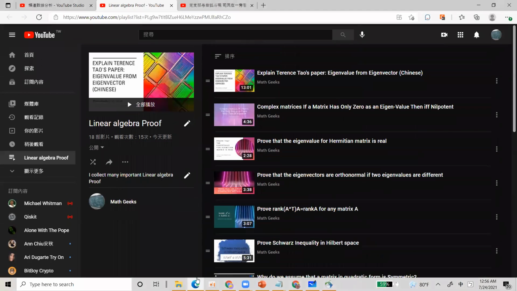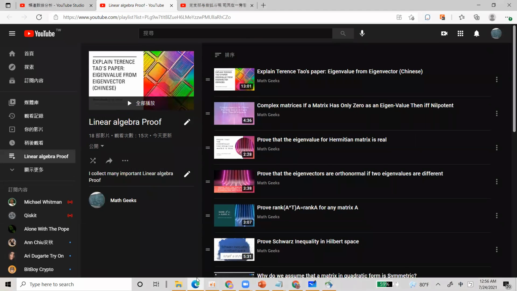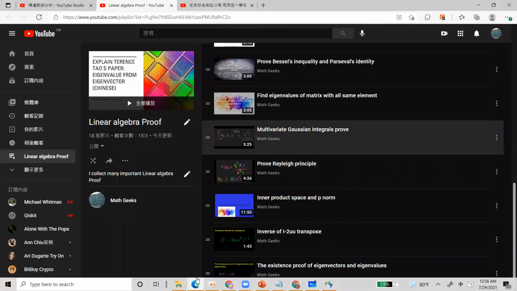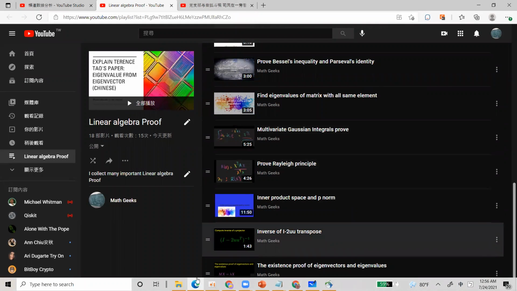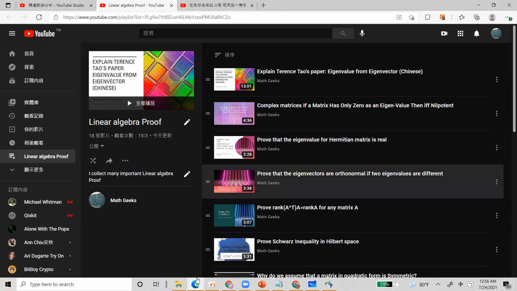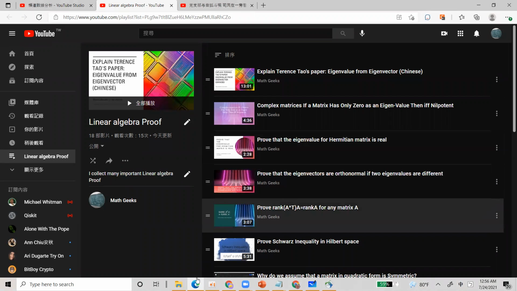Basically, I am creating a list of linear algebra proofs. Most of them, I think, are very important. I will try to take a list and prove all the theorems that I think are non-trivial in linear algebra.